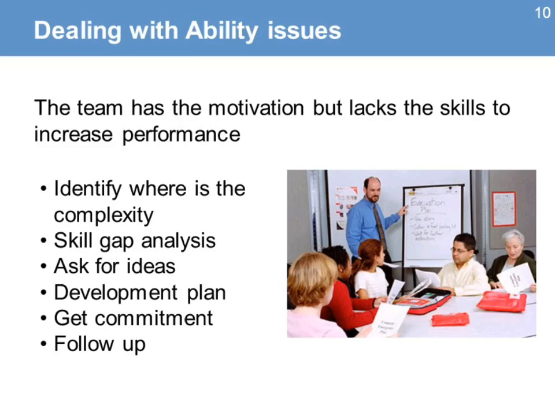When dealing with performance problems that are caused by ability issues, when the team has the motivation but lacks the skills to increase performance, these are the steps you need to take. The first one is identify where is the complexity, as the job might be too difficult to do. And then do a skill gap analysis and assess the level of skills of team members compared to what is needed to perform the job.